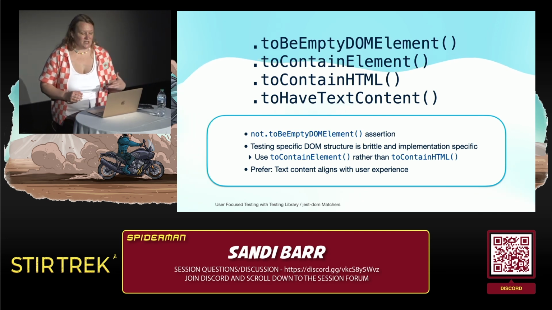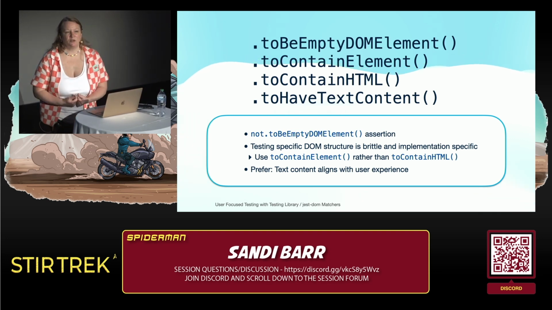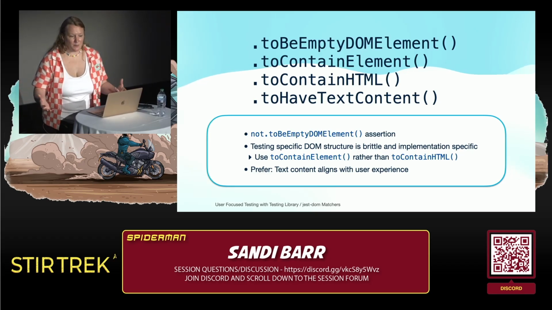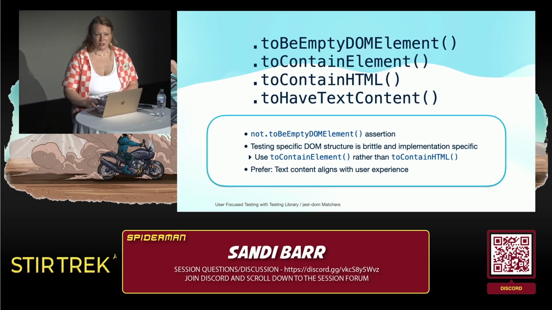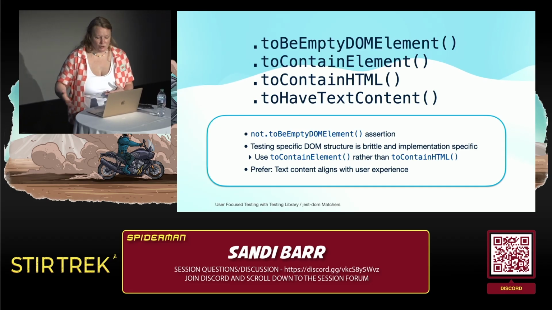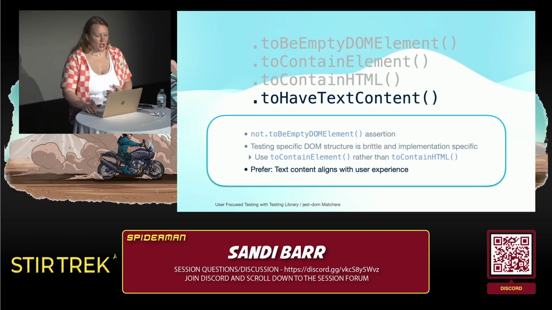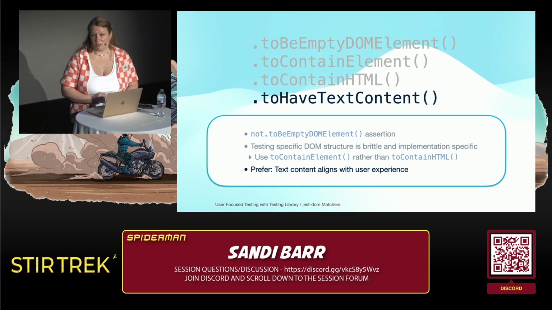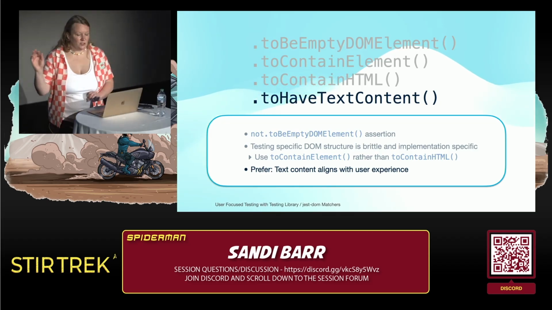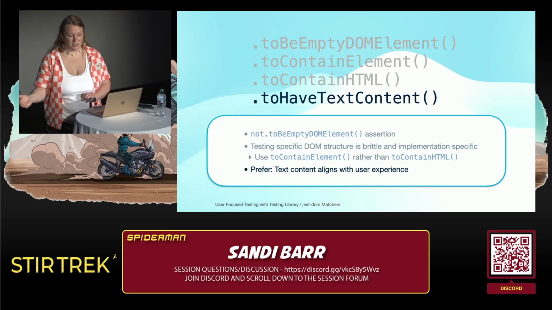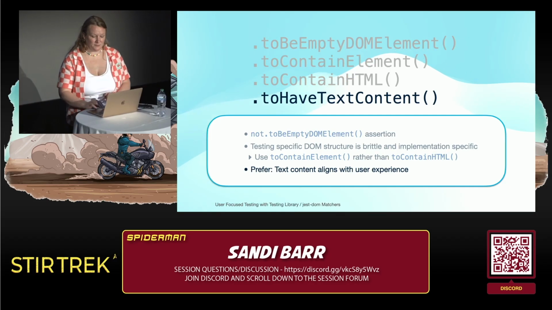However, testing specific DOM structure can be very implementation specific, and it's not really how a user experiences the application. So it's better to assert on elements over which you have control if you have these needs with to contain element. To have text content is an assertion that does actually align with user experience. So you want to use to have text content for non-interactive elements with text content, such as paragraphs or spans.